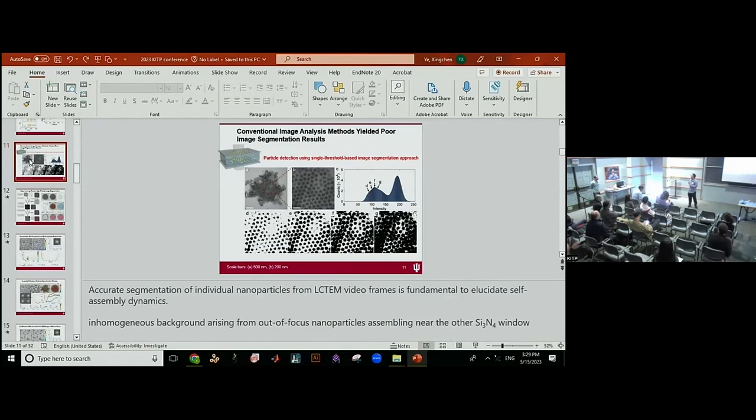But what I can say is the images and the movies I show are actually quite reproducible. That gives me some hope that what we are showing here is real. The control is very good. As you change the solvent, you actually see drastically different assembly behavior from different solvents.